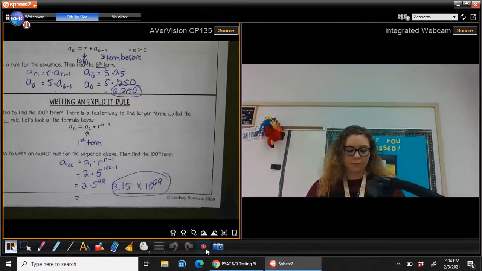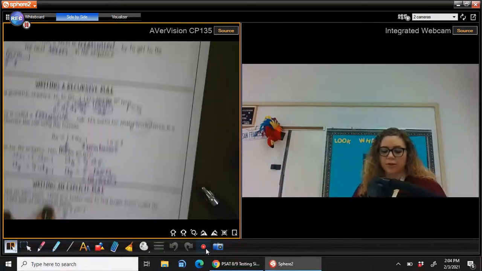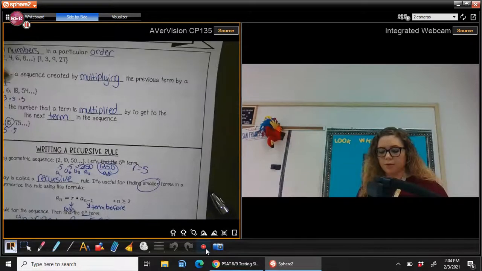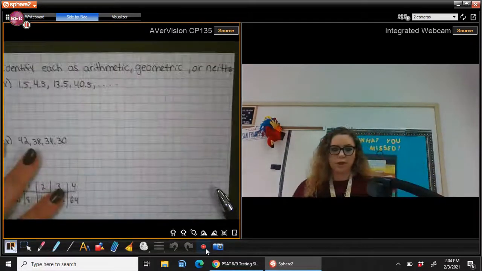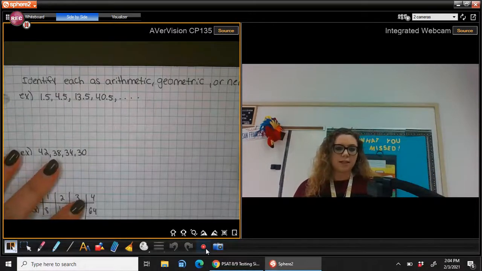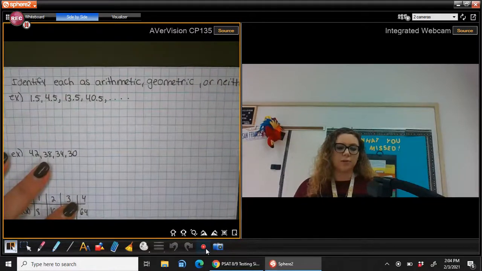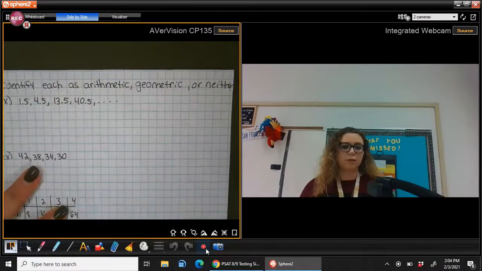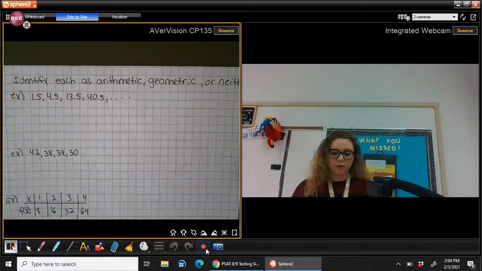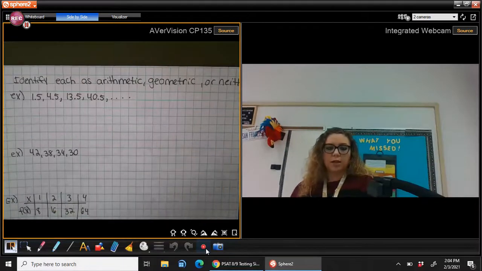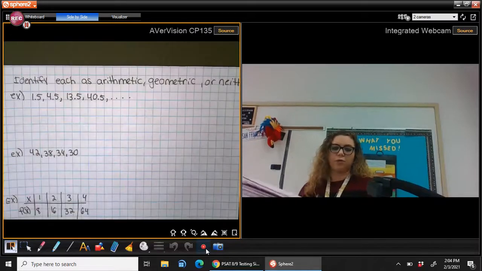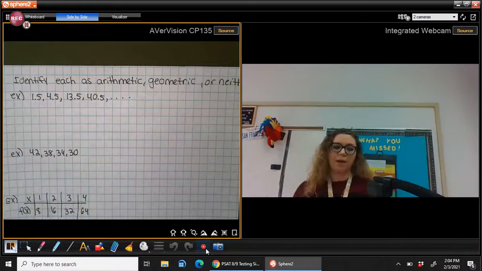So now let's do some practice problems that you might see on your assignment. So this says identify each as arithmetic, geometric, or neither. So first of all, let's look at the first one. Am I increasing by the same number? Can I add and get 4.5? And can I add by that and get 13.5? No. So let's try multiplication.